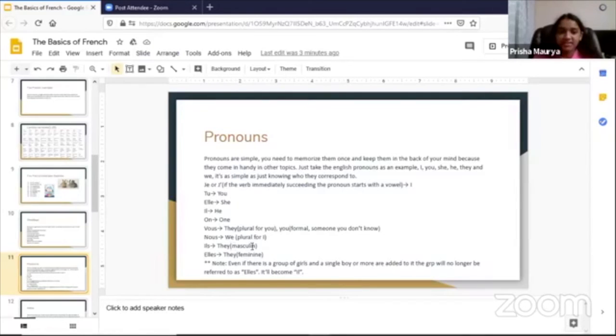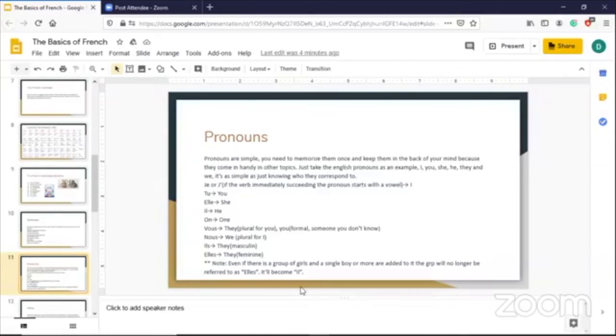And ils means they, it's masculine. If you have a crowd which even has one male in it, you're going to call it ils. But if it's completely female, you're going to call it elles.